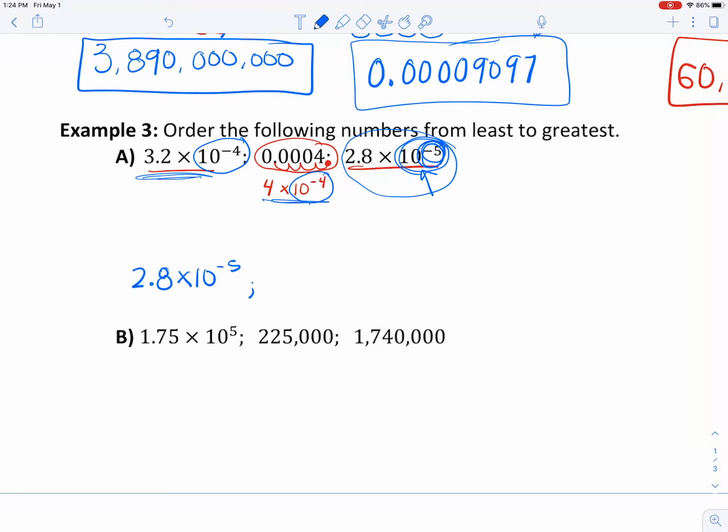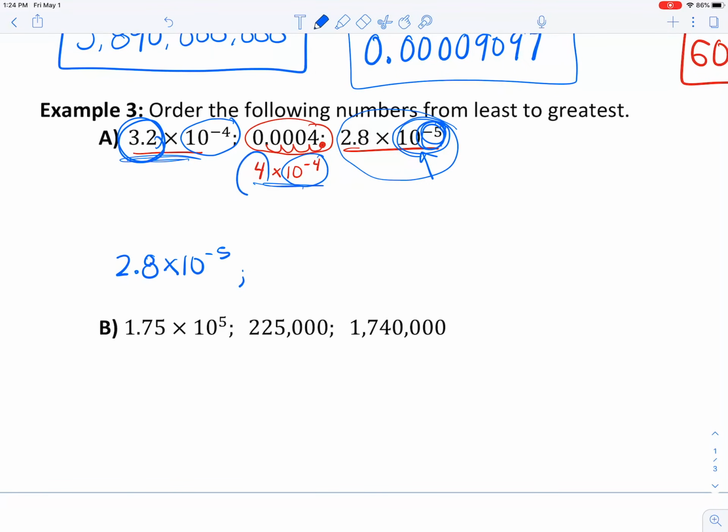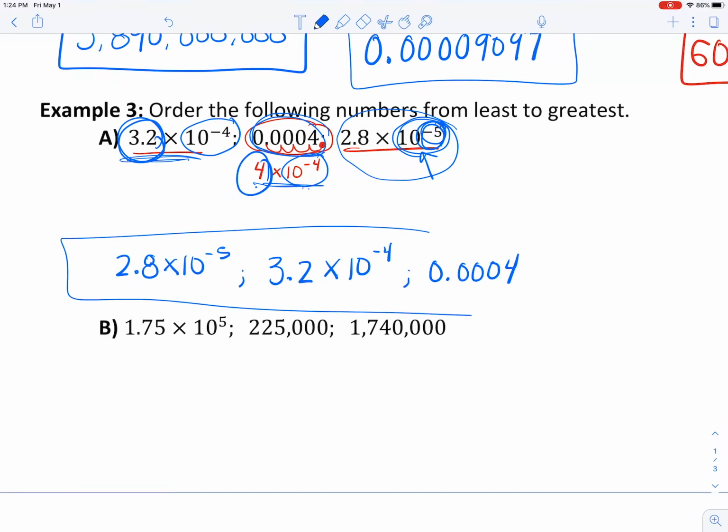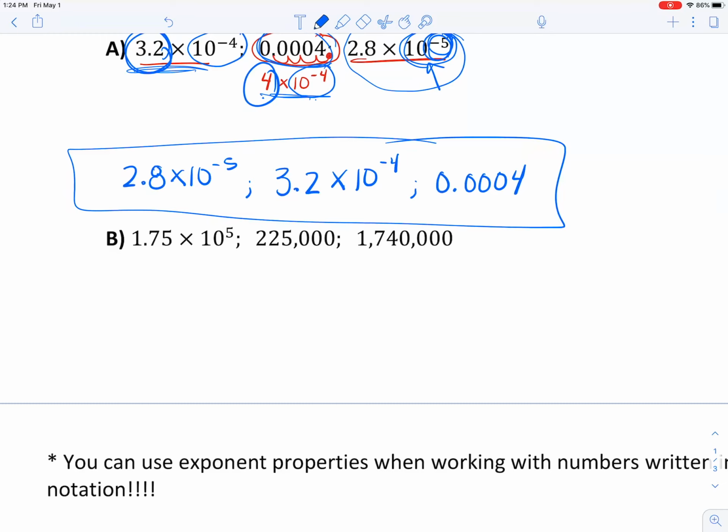Okay, so now we need to figure out, would it be the first one or the second number first? Well, this one is 3.2, and that is smaller than the number 4. So 3.2 times 10 to the negative 4th would be the next smallest. And then I'm going to write the numbers as they originally appear. So instead of writing 4 times 10 to the negative 4th, I'm going to write this original number, which is 0.0004. Okay, and that is one method for writing them from least to greatest.